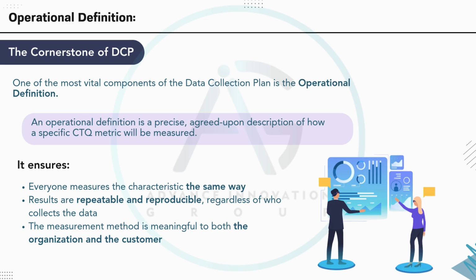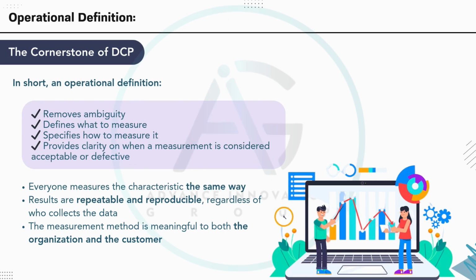2. It makes the results repeatable and reproducible. This means if different people collect the same data using the same method, the outcomes will be consistent. 3. Most importantly, it makes sure the measurement method is relevant to both the organization and the customer, aligning internal processes with external expectations. Without operational definitions, data can quickly become inconsistent and unusable, defeating the entire purpose of your data collection effort.